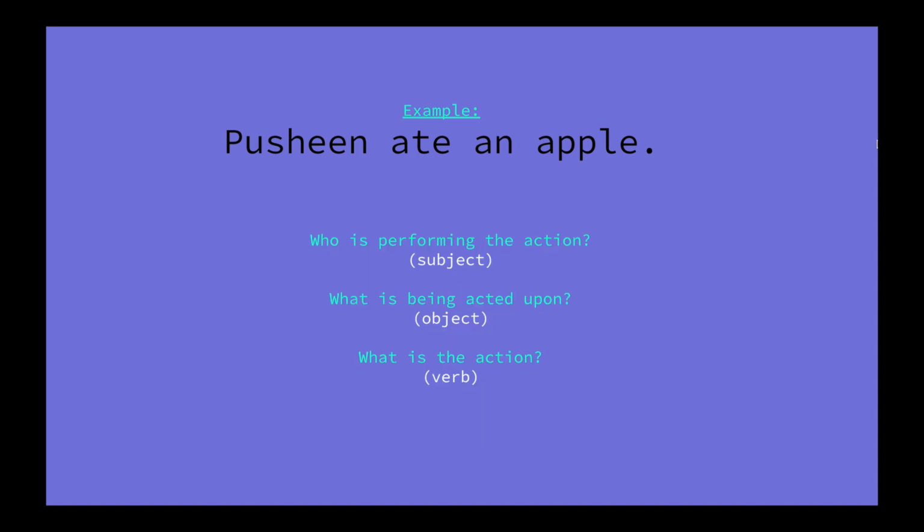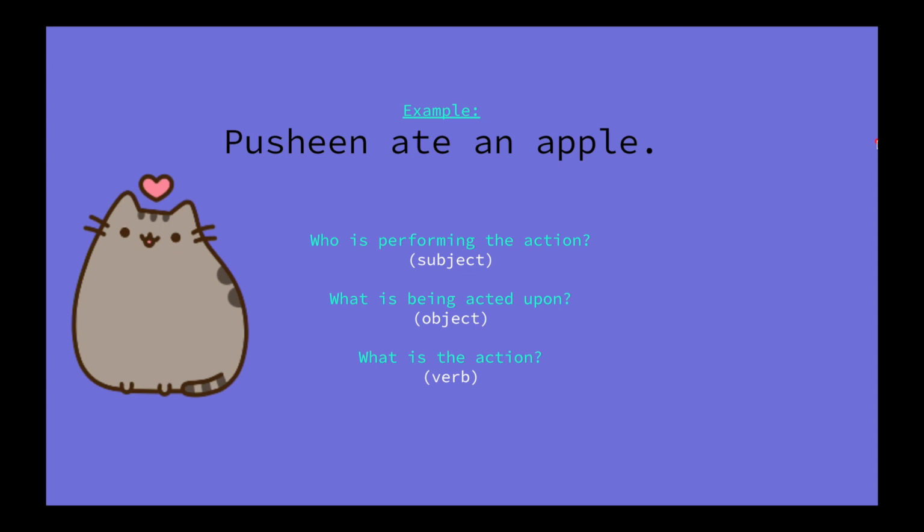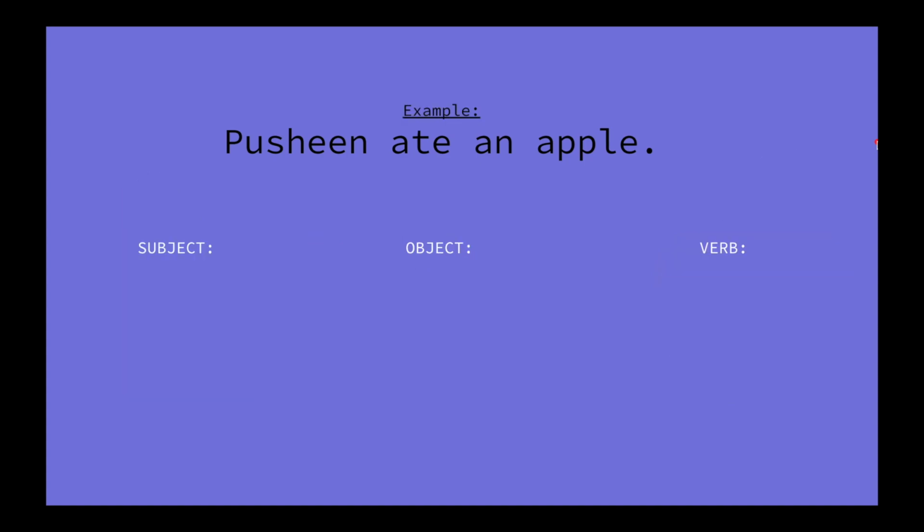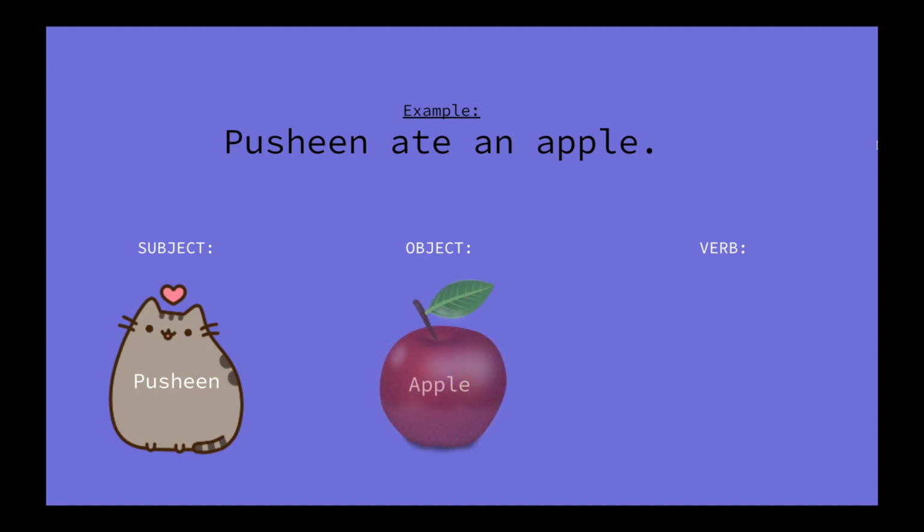So we want to know who is performing the action, which is the subject. We want to know what is being acted upon, which is the object. And we want to know what the action is, which is the verb. So in this case, the subject is Pusheen, the object is the apple, and the verb is to eat.